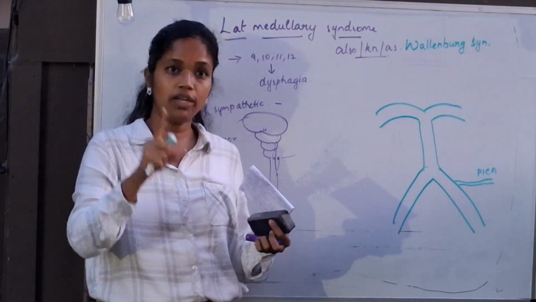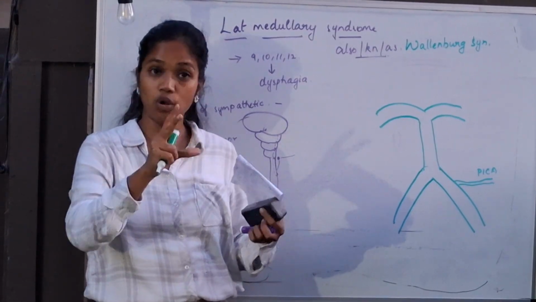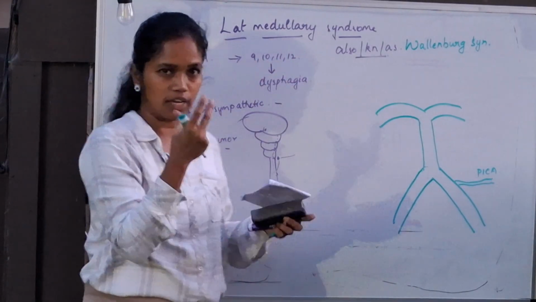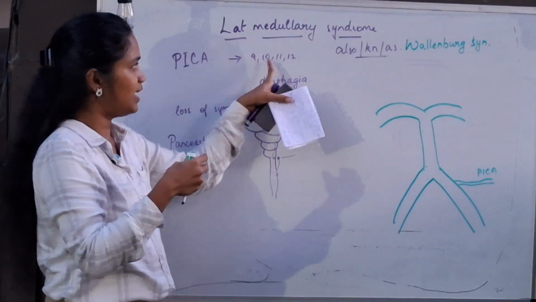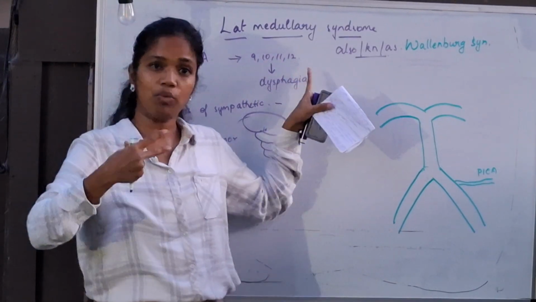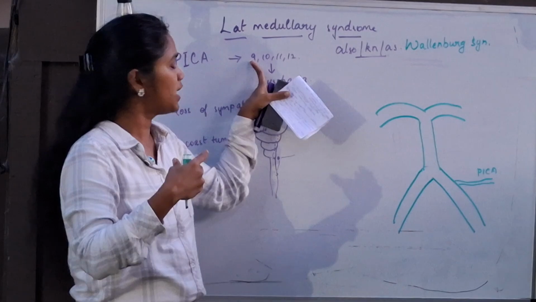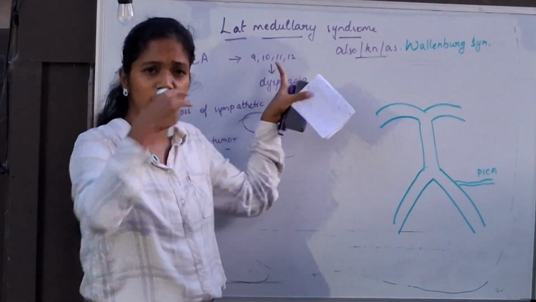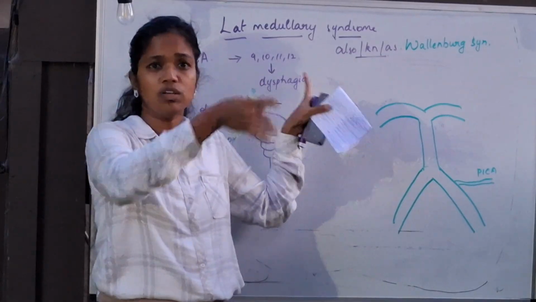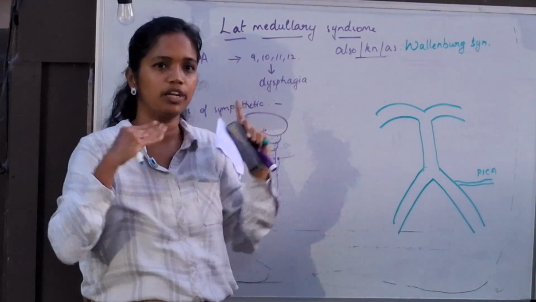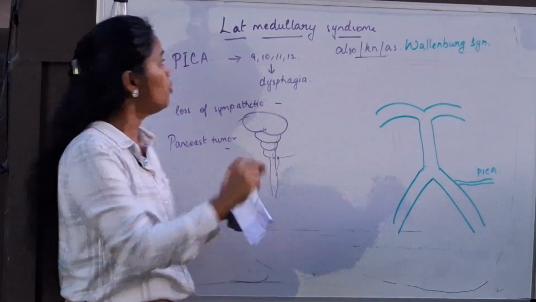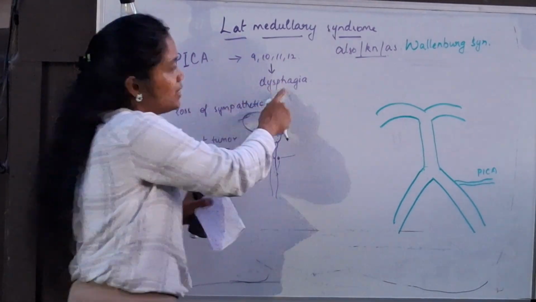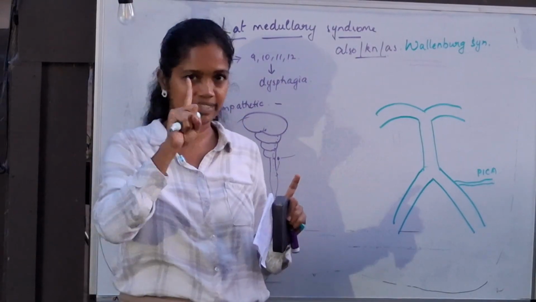In addition to it, the lateral part of the medulla will also be housing four important cranial nuclei, that is the 9, 10, 11, 12. So if you see, the 9 is the glossopharyngeal, 10 is the vagus, and even the hypoglossal nerve, that is the 12th. All these are needed for the proper coordination of swallowing. So therefore, when there is a lateral medullary syndrome, that is when the PICA is infarcted, then it presents with dysphagia. That is the first symptom.